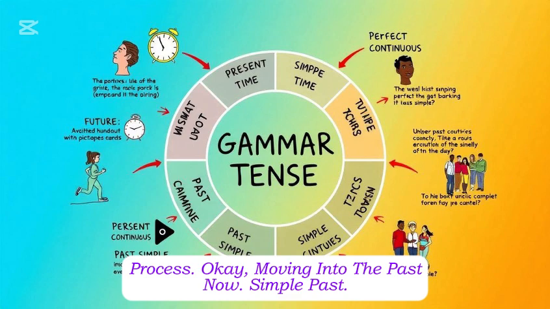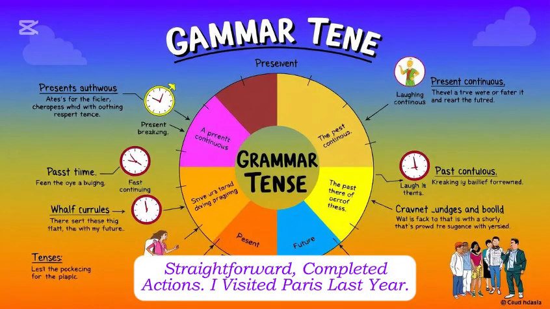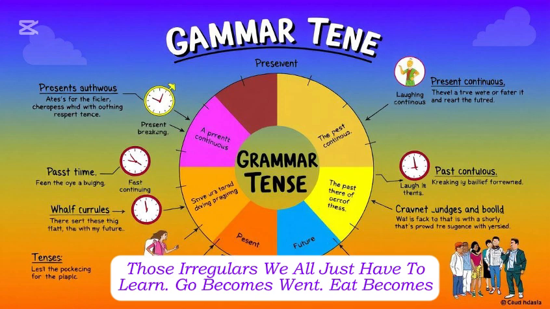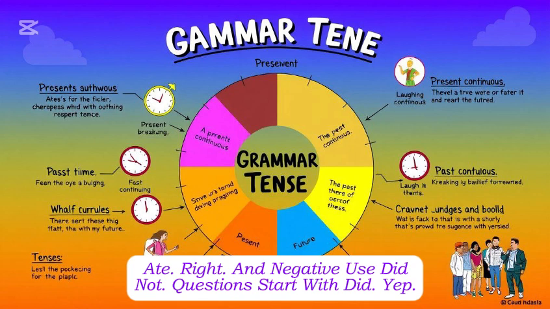Moving into the past now. Simple past, straightforward completed actions. I visited Paris last year. Specific time. Done. Uses the -ed ending for regular verbs. And then those irregulars we all just have to learn. Go becomes went. Eat becomes ate. And negatives use did not. Questions start with did.